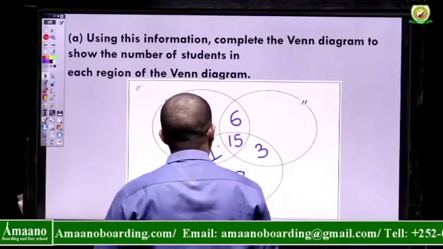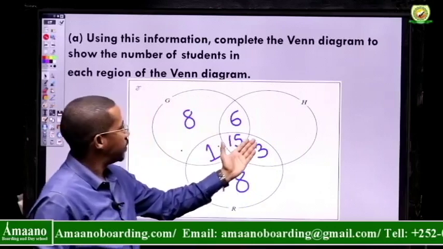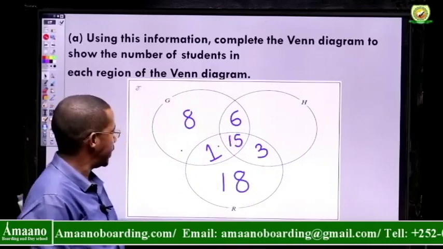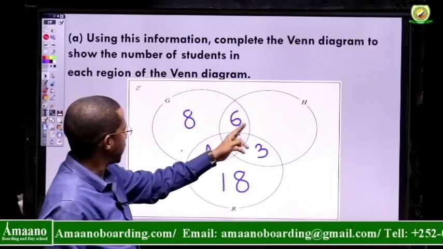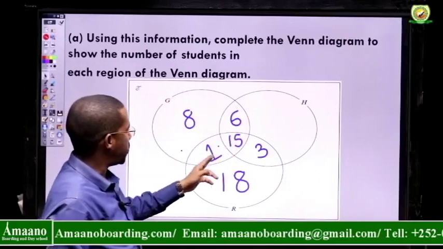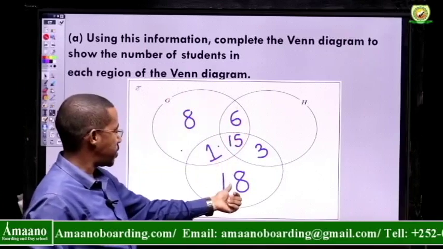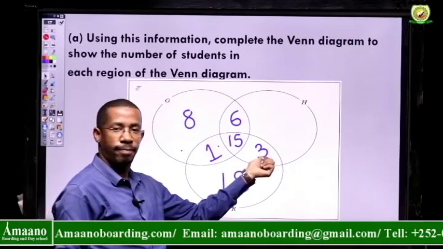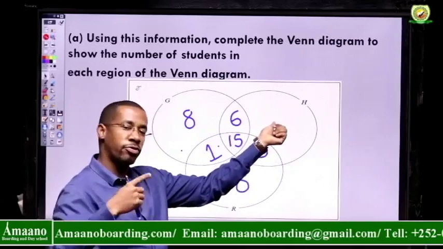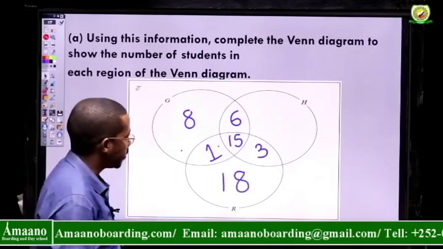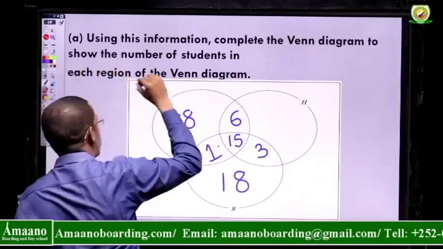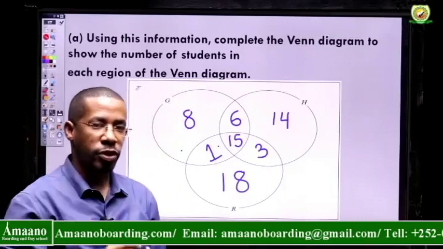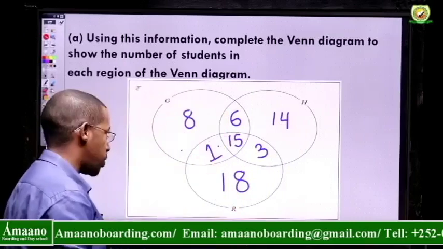So let us check. If I add all these numbers, what is remaining to make 65? Let us see. Just this part is 30 plus this is 48. This is 51. So what is remaining from 51 to make 65? I think that should be 14. So I have to put here 14. Then when I put 14, it means our Venn diagram is complete.